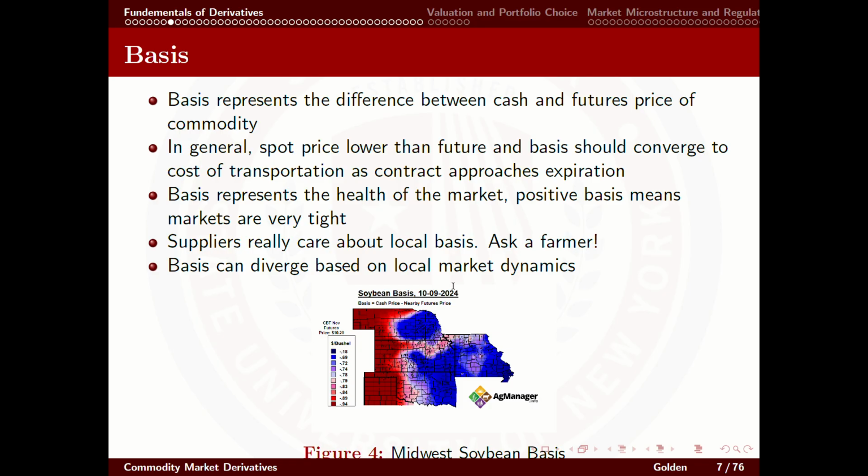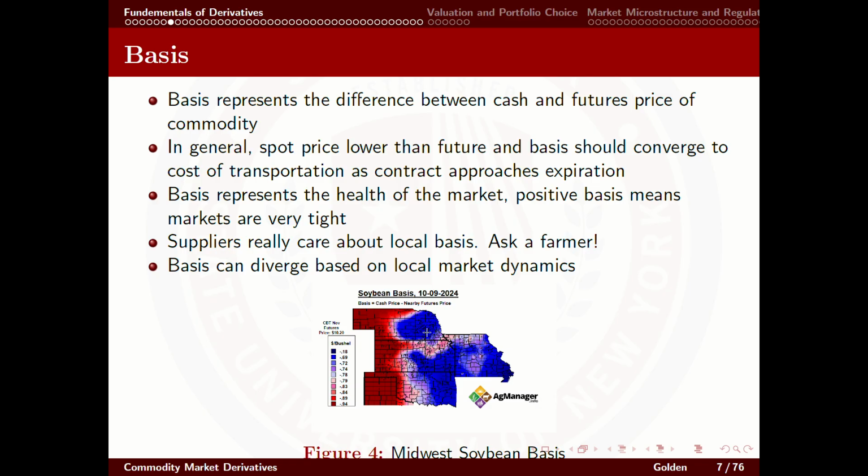So basically, if you think about this map here, basis is the cash price at a particular location minus the nearby futures price. So it's the difference between what you have to pay to get it where you are and the futures price. In general, the spot price is lower than the futures price, and the basis ends up converging at the end because effectively the spot is the same as the futures, except the futures contract is for transport to a specific location.